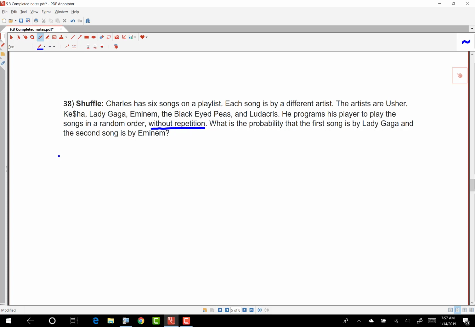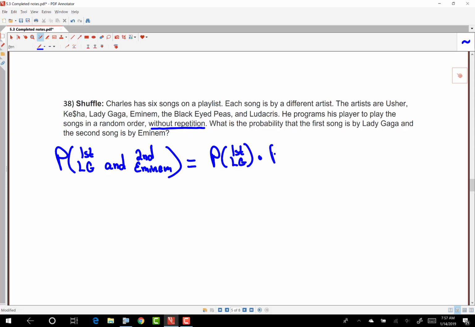Okay, so we want the probability that the first is Lady Gaga and the second is Eminem. Well, we know that when you're selecting more than one, and we're looking at two songs, you multiply. So we're going to take the probability that the first is Lady Gaga times the probability that the second is Eminem.